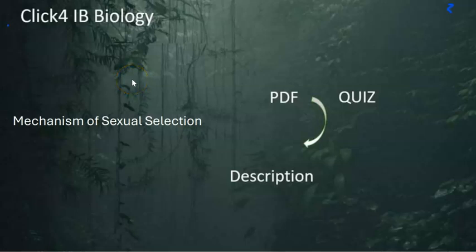We're looking now at the mechanism of what is called sexual selection as opposed to natural selection.